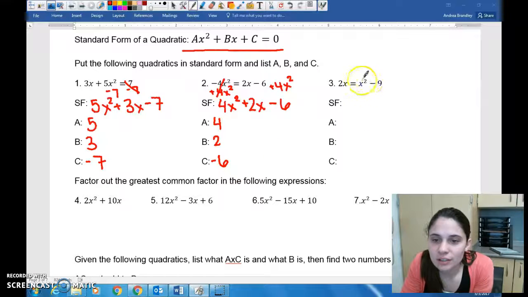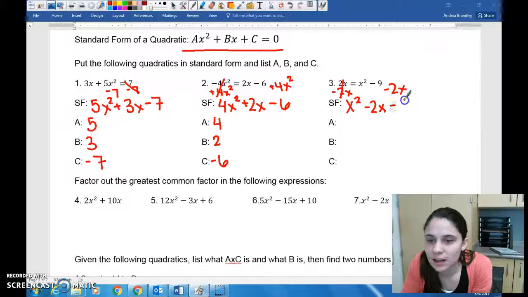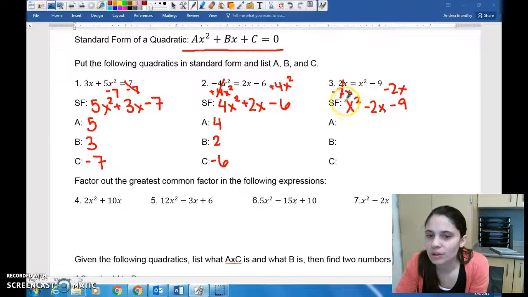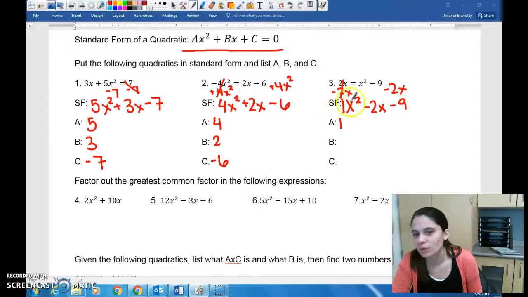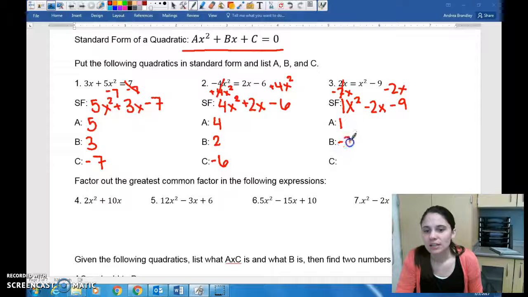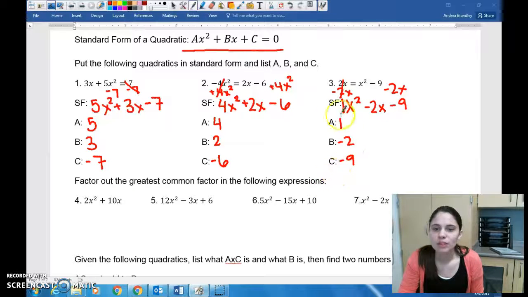And then number 3, this x squared's already positive where it is, so I'll go ahead and move the 2x over. So I have x squared minus 2x minus 9. So when I go to list my A, there's no number in front of the x squared, but that just means I only have 1x squared, so my A is 1. So don't get confused and put an x or an x squared here. There is still a number there, we just don't write it. So my A is 1, B is a negative 2, C is a negative 9. So that's the first step to being able to factor, is to make sure that you have your equation in standard form and you know what A, B, and C are.